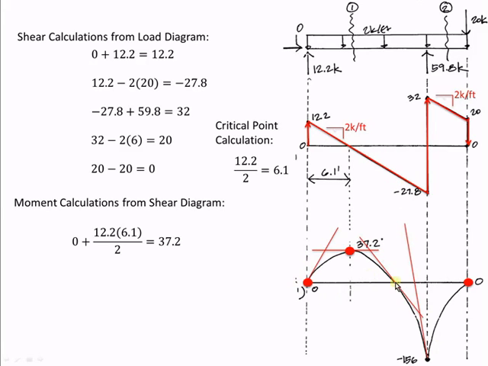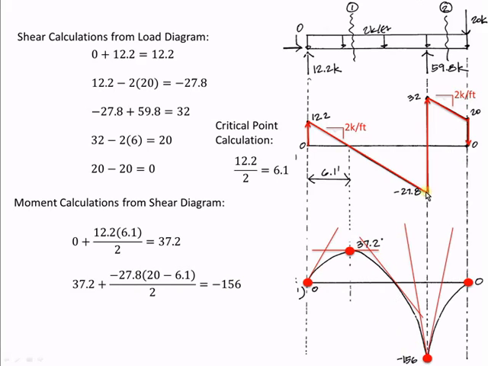Okay, so we've drawn this moment diagram. We just want to figure out what that value is. So we start again where we were, 37.2 kips. We find the area of this shear diagram. It's a negative area, right? Minus 27.8 kips times the distance from here to here, which is 20 feet minus 6.1 feet. And it's a triangle, so divided by 2. So that's going to be the change in our moment. So we get minus 156 kip feet.